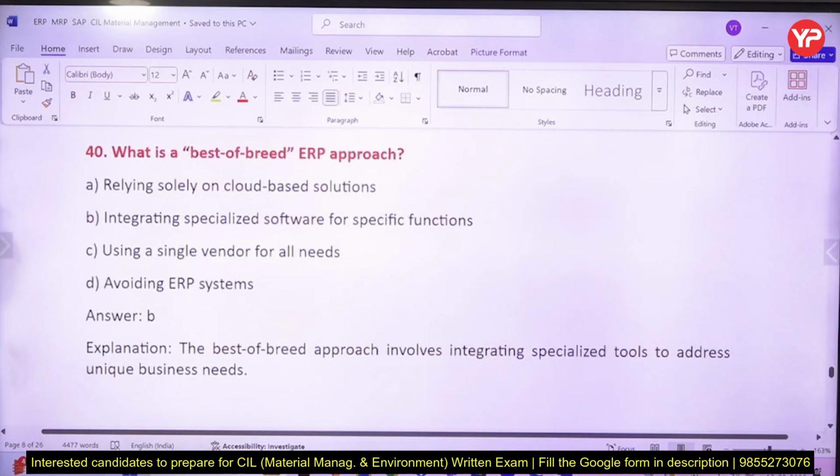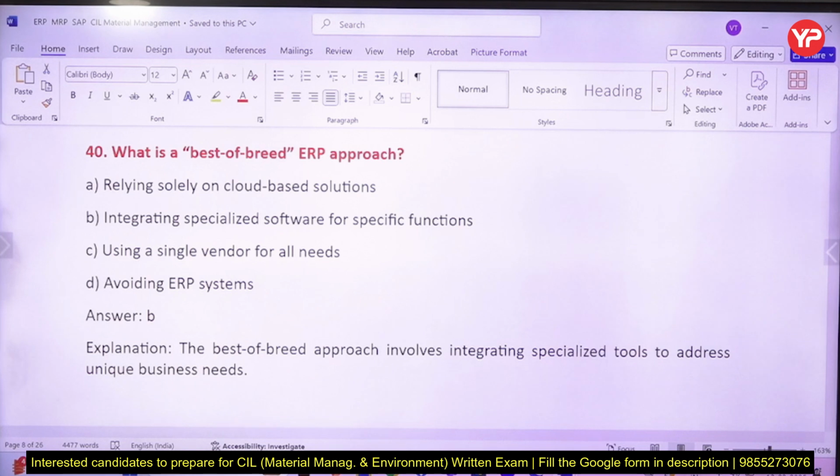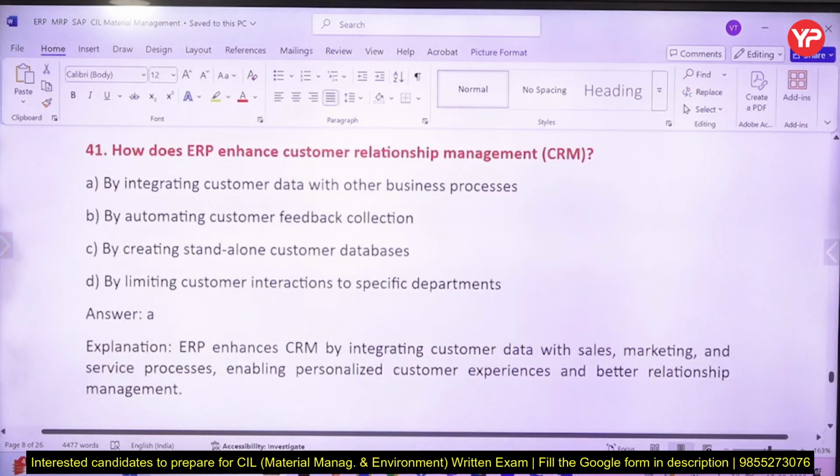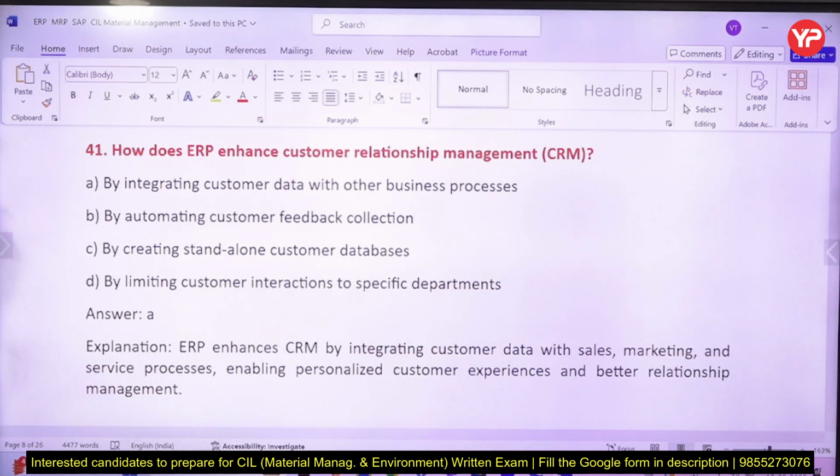Best of breed. What is the meaning of best of breed? Best of breed means specialized software for specific function. Specialized tool to address the unique business needs. How does ERP enhance CRM? Integrate the customer data with other business processes like sales, marketing, service. So better relationship management can be enhanced.